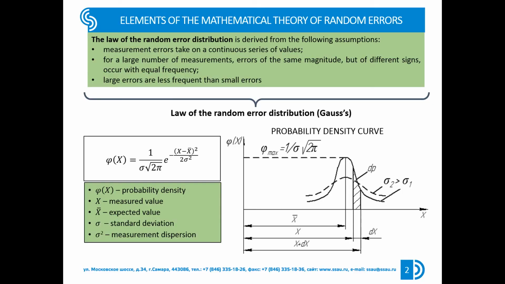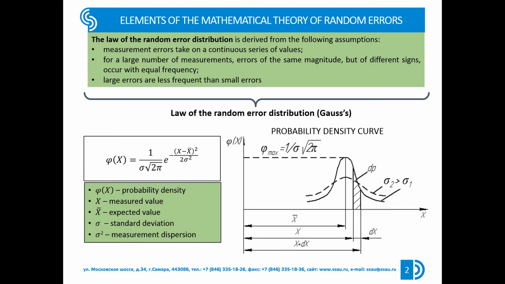The elements of the mathematical theory of random errors are used to estimate the error in the measurement. The law of the random error distribution is derived from the following assumptions. Measurement errors take on a continuous series of values. For a large number of measurements, errors of the same magnitude but of different signs occur with equal frequency. Large errors are less frequent than small errors.